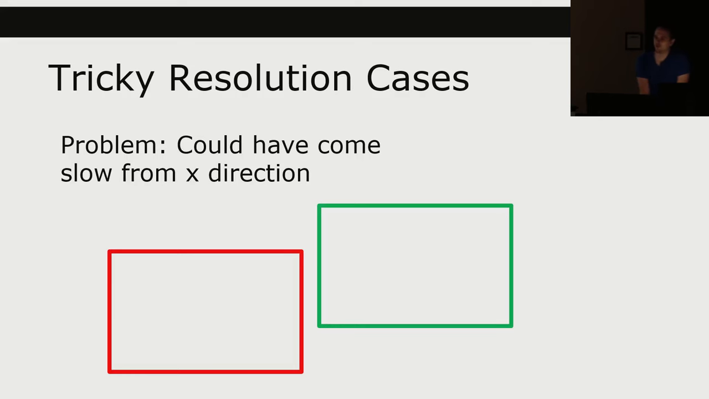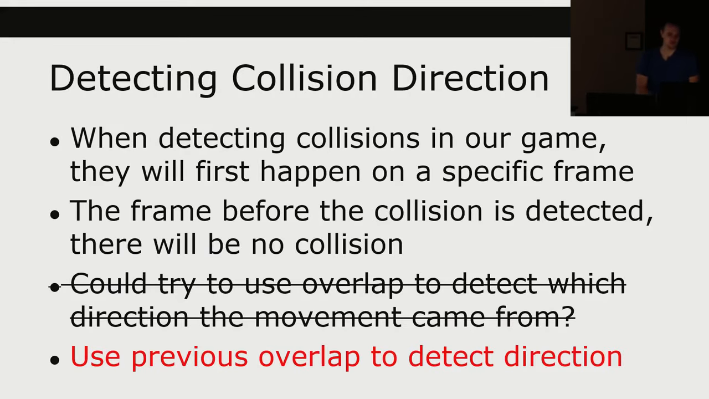So what we can do is incorporate some information from the previous frame to detect where it was coming from. We can't just use the overlap to detect which direction it came from. We've got to use some other information. And so it's what I'm going to call the previous overlap. At any given time, we're going to store the overlap on this frame, and we're also going to look at the overlap from the previous frame.